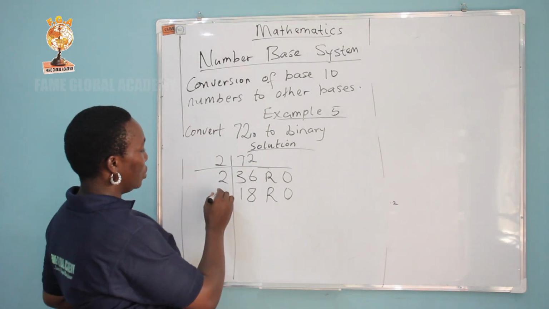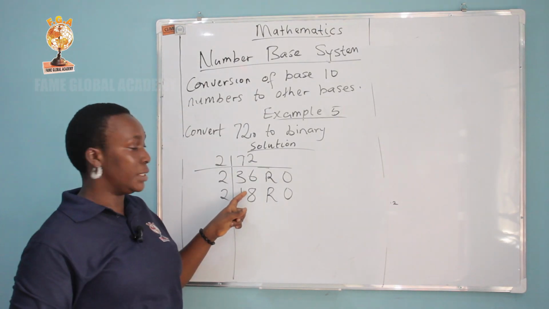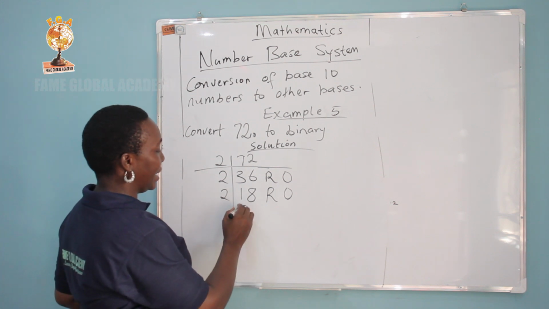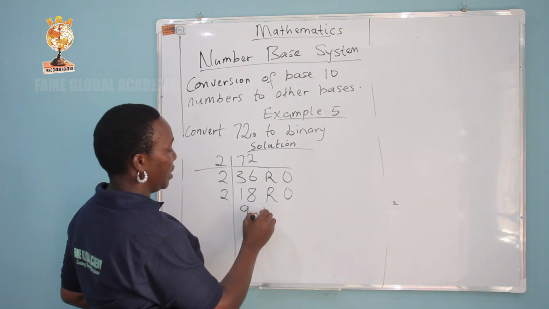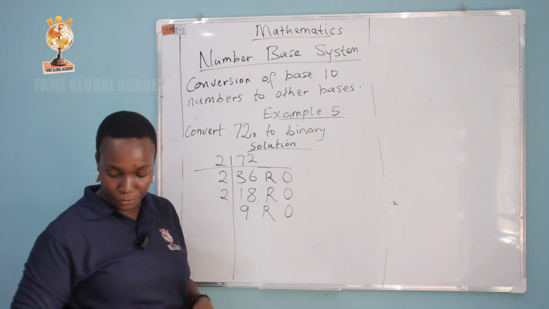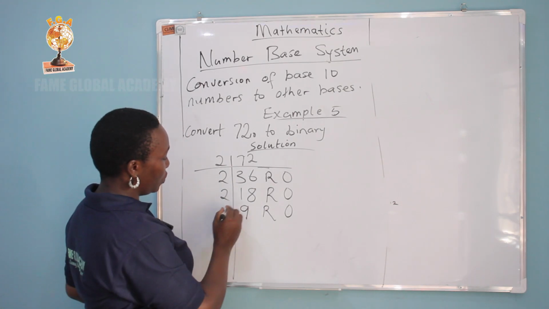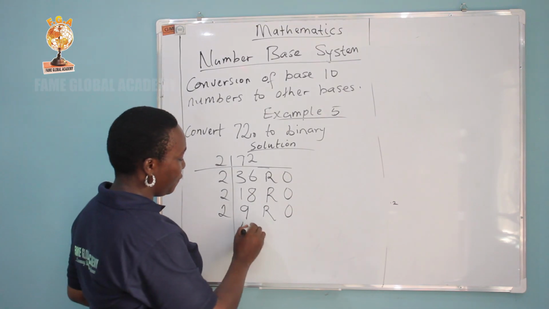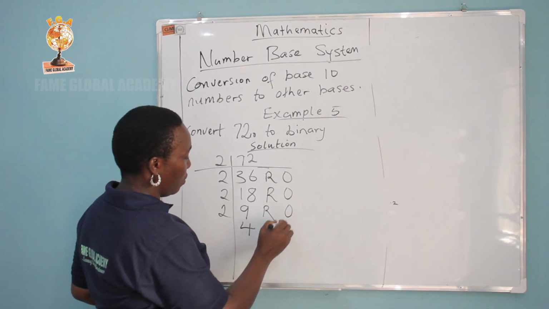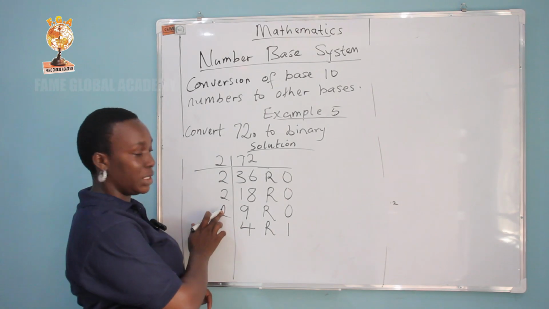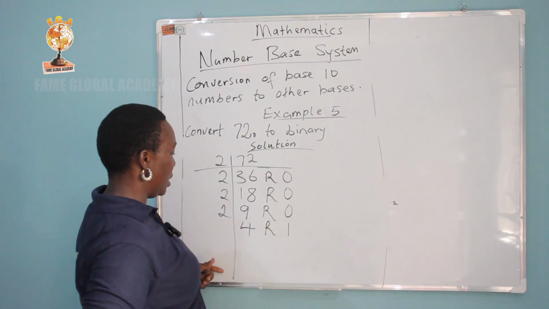So let's go. 2 into 18, we have what? 9. Remainder 0. Okay, we have 9, remainder 0. So let's continue. 2 into 9, we have 4. Remainder 1, because 4 times 2 is 8. 9 minus 8 is 1. Okay.